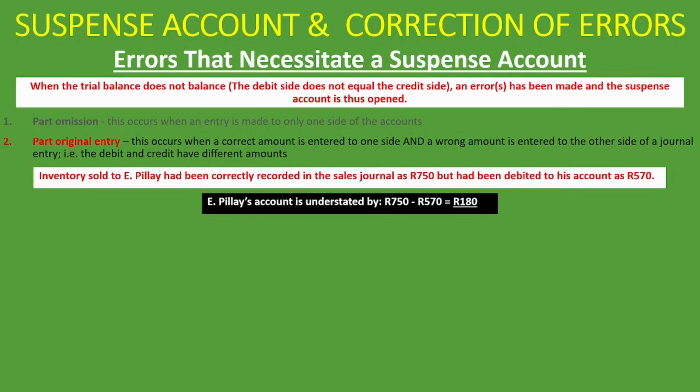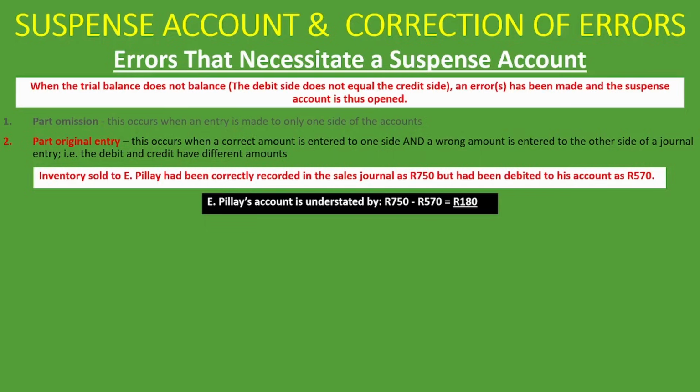I hope it's making sense. We took the correct amount that should have been recorded, deducted the amount that you actually recorded, and see what the shortfall is or what you overstated it by. So it could have been an overstatement, but in this case, it's an understatement. So when we recorded it incorrectly, we said that Ipile owed us 570 Rand. But for this transaction, he actually owes us 750 Rand. So we understated his account by 180 Rand.